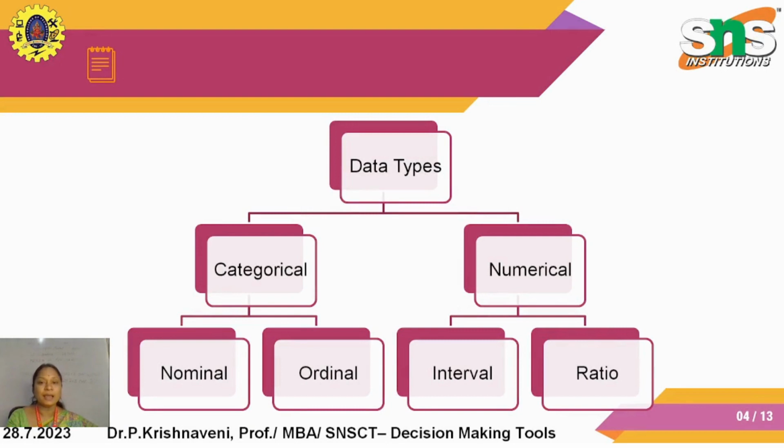In total, we can classify data into two types: categorical data and numerical data. The name categorical itself tells us that some classifications would be there. In numerical data, the data has quantitative terms, like numbers. Under categorical data, we can classify further into nominal and ordinal data. Numerical data can be classified into interval and ratio.